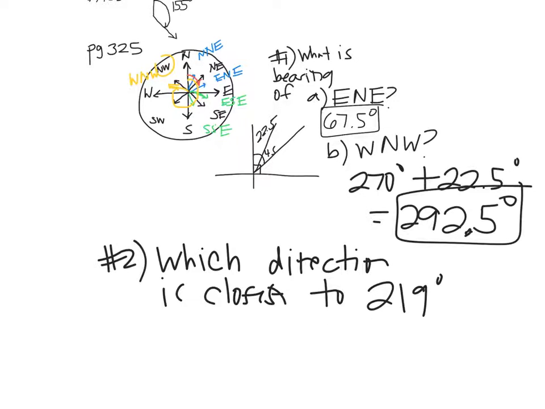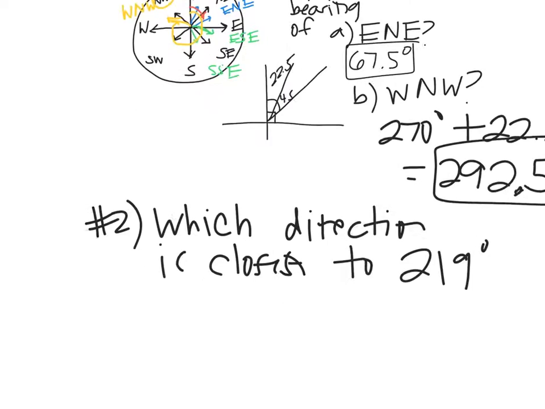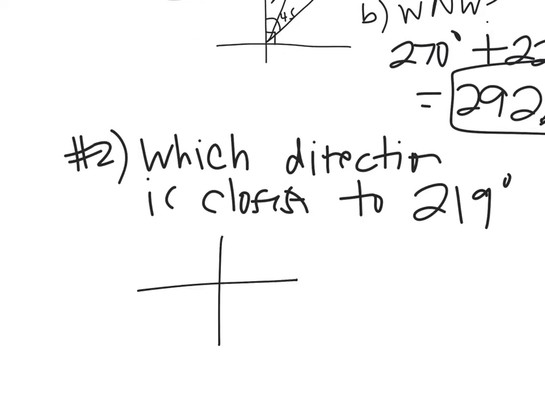Okay, well, 219 is definitely over 180, so we're definitely going to be over here in quadrant 3. So let's find out where we're at. So 180, and then 270 is to there. What would half of that be? That would be 225? Is that right?